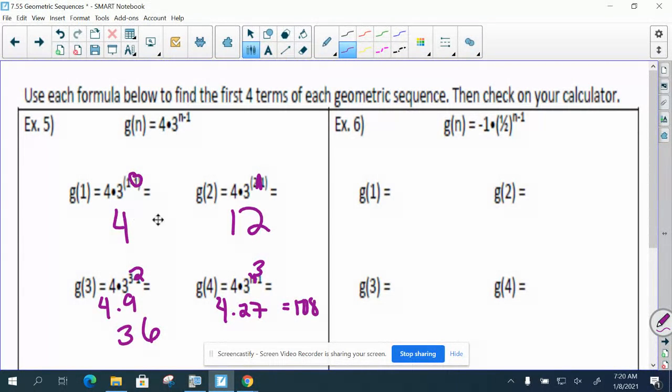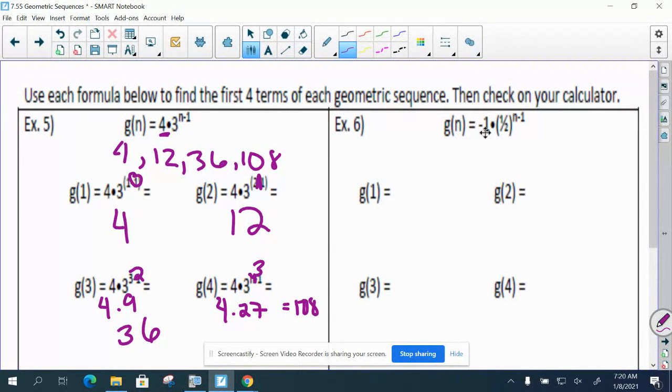All right, so for this one, you don't need to do this each time, though, because I'm just showing you the why. Why does this equation create the pattern that we are looking at? But really, all you need to do is identify the first term, which would be 4, and then multiply that by 3 until you get 4 terms. So 12, 36, 108.